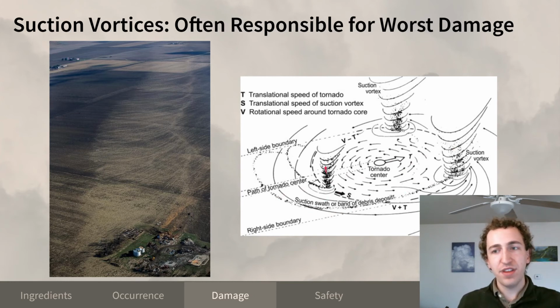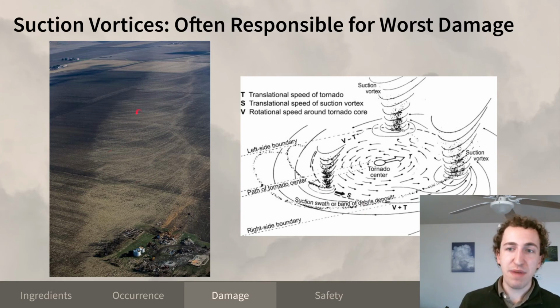Then you have the velocity of rotation of the main tornado circulation. So you have two, that's V plus T here. Plus you also have the speed at which these subvortices are rotating. And so you add together all of those speeds and you can create really, really strong winds. And you can create patterns that look like this.